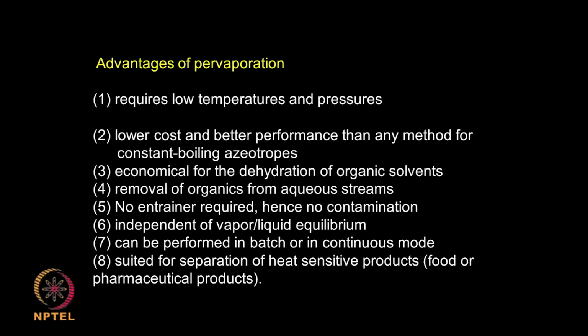Suppose I want to make 100% butanol, that means I want to remove all the water. If I want to make 100% ethanol, then I may have to resort to an azeotrope, I may have to add some third component to break the azeotrope. Whereas pervaporation does not require that. So, we can remove organics from aqueous streams, there is no entrainer required. So, there is no contamination, especially since in azeotropic distillation we have to add a third component which could be a contamination. It is independent of vapor liquid equilibrium.